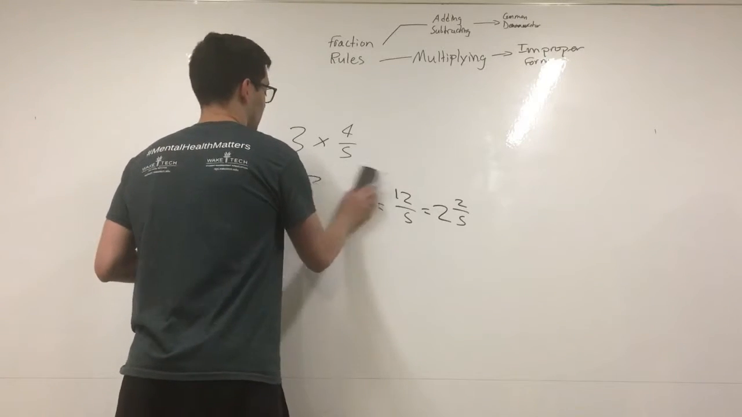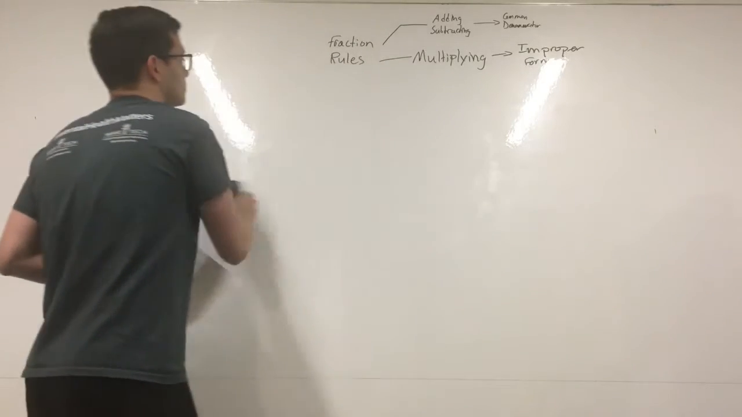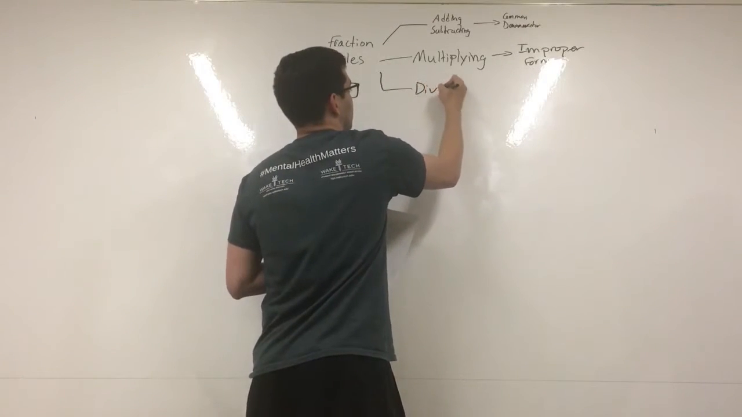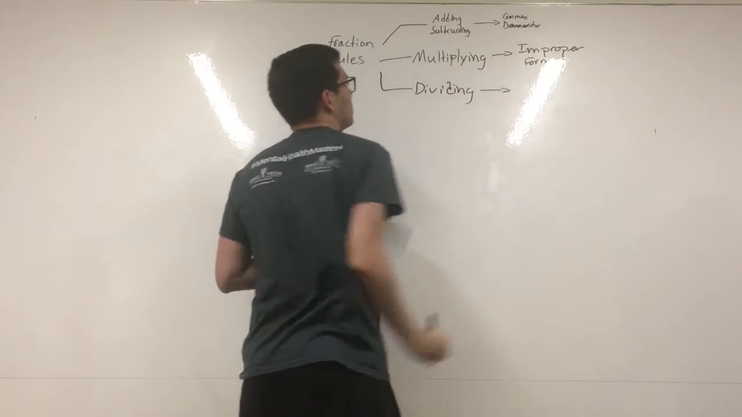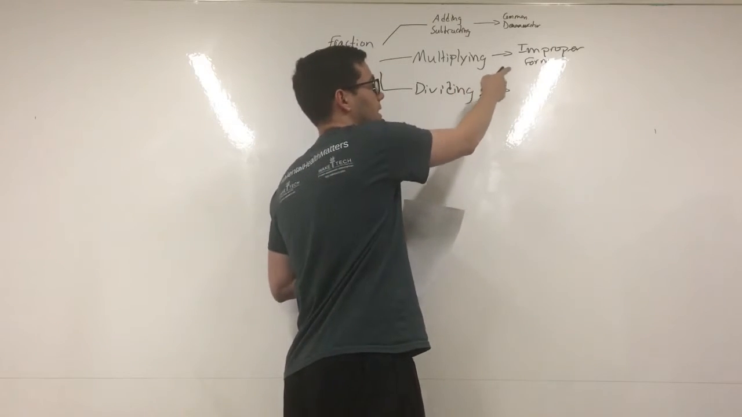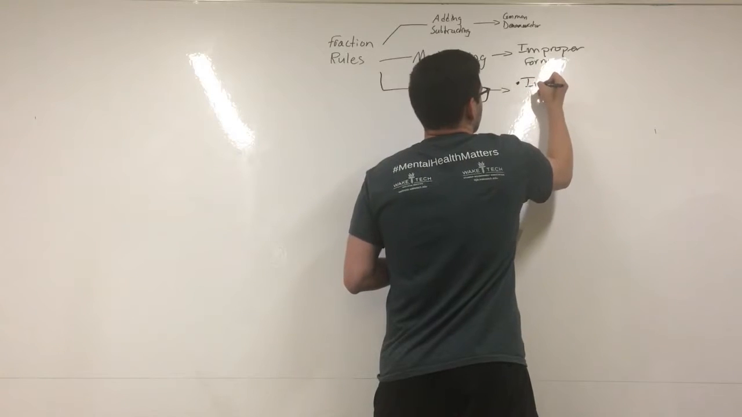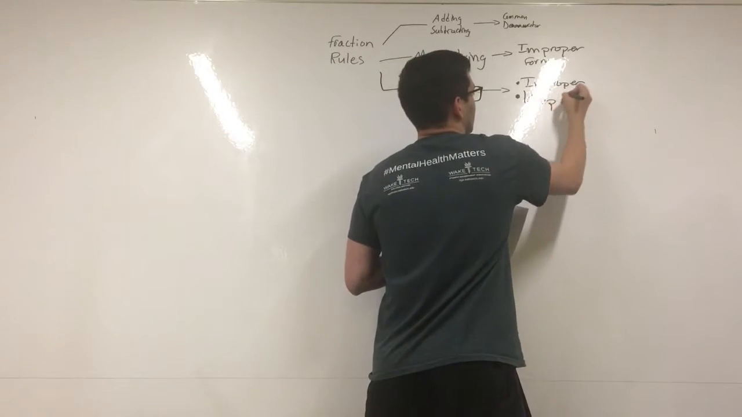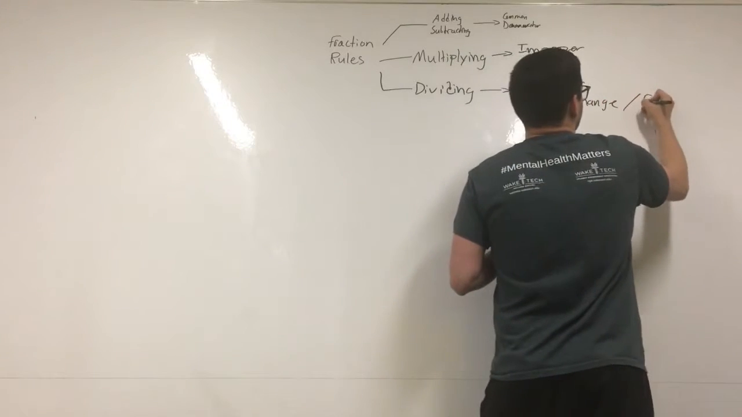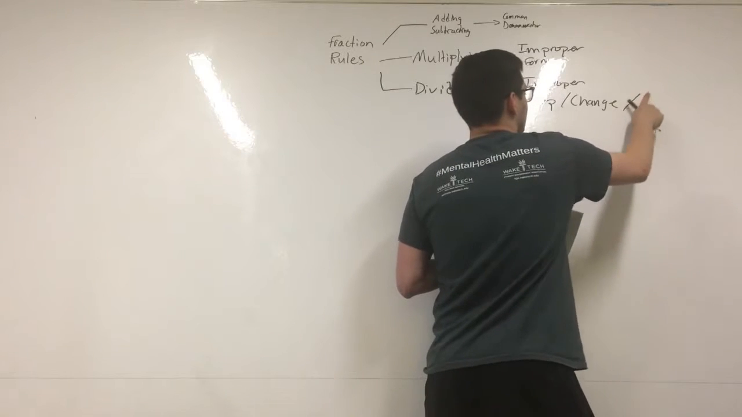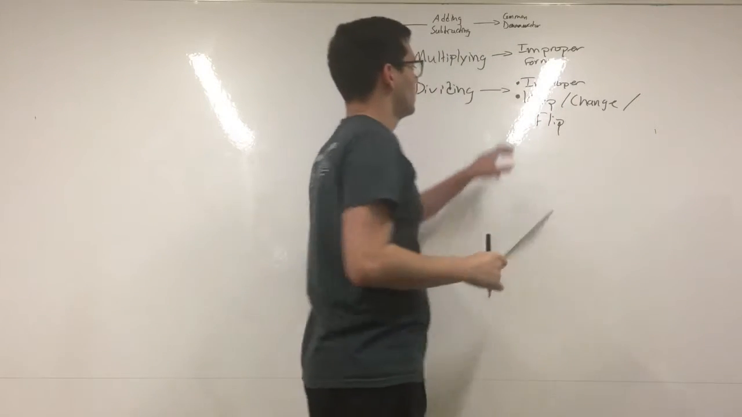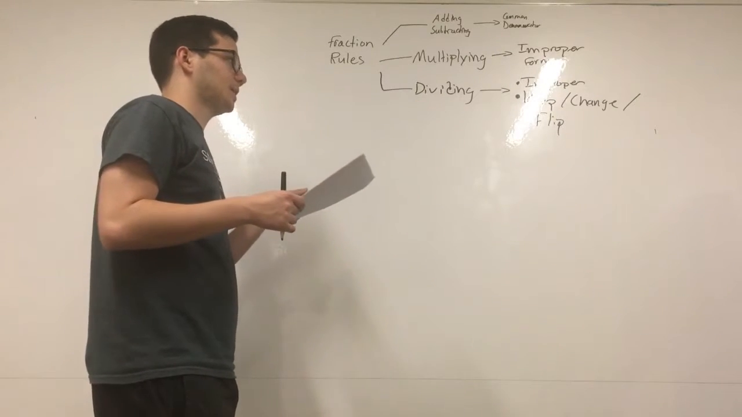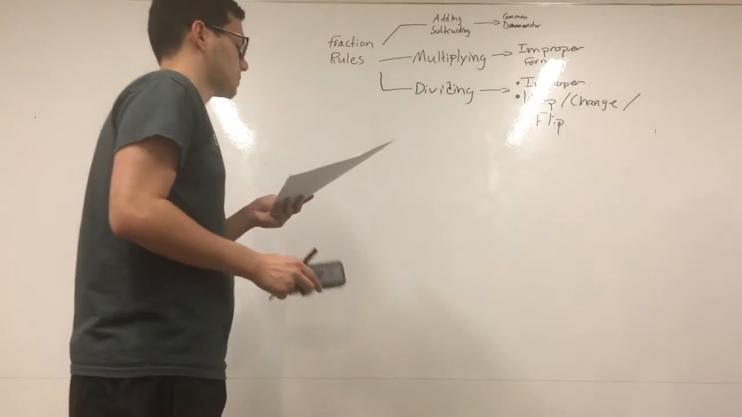Now let's look at dividing. Okay, so two rules we need to memorize for dividing fractions. One of them is the same thing as multiplying. It needs to be in proper form. Change to improper form, and the second rule is something called keep, change, flip. If you don't remember what that is, I'll show you what it is. So let's look at an example.